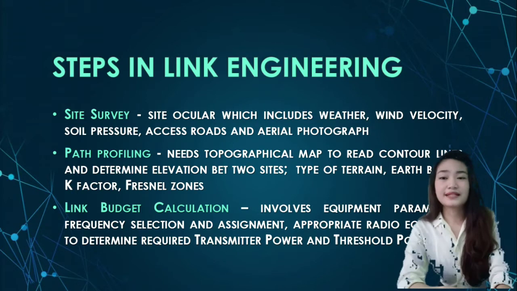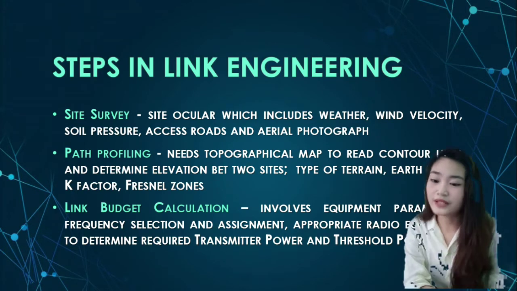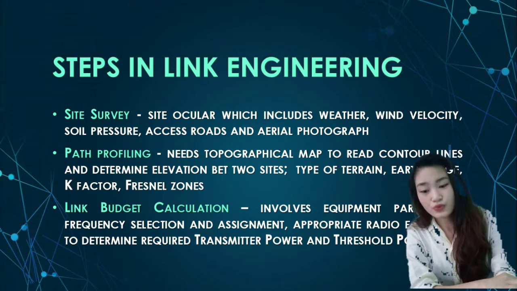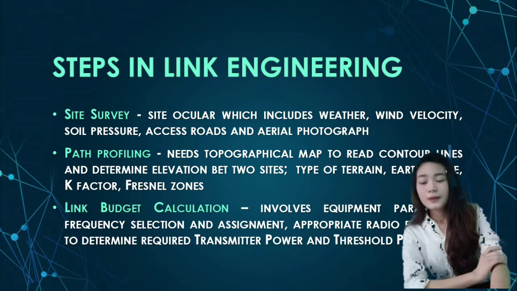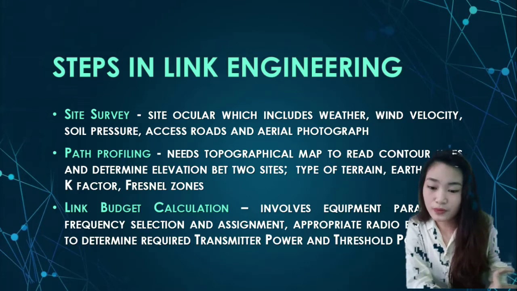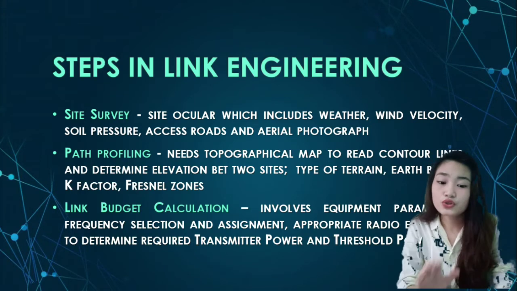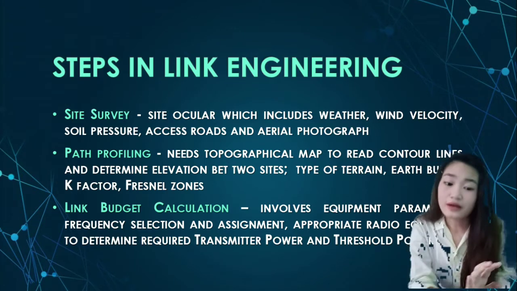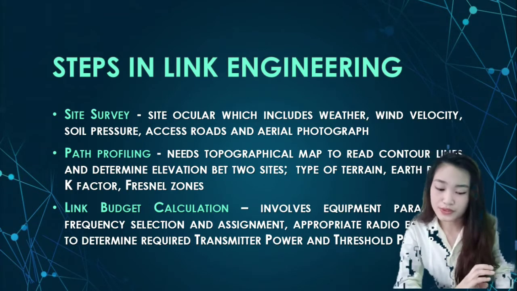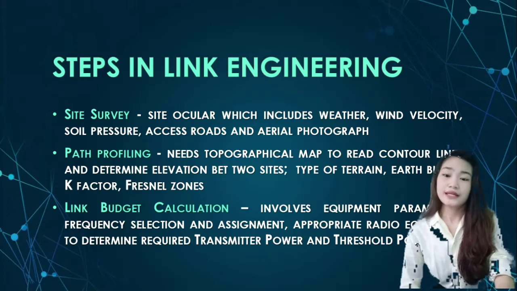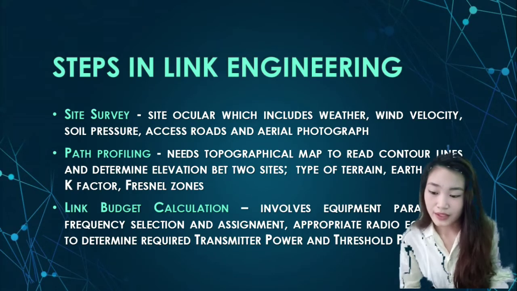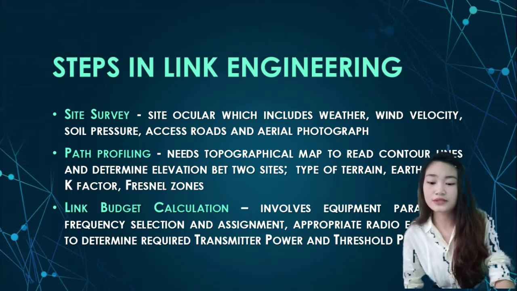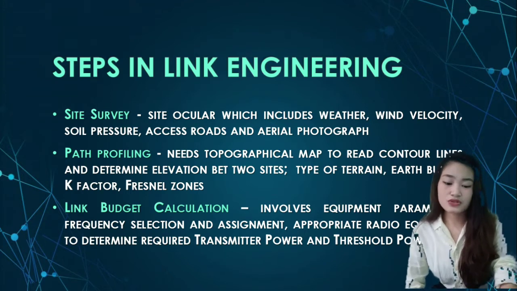What are the steps in link engineering? Site survey. Site ocular, which includes weather, wind velocity, soil pressure, access roads, and aerial photograph. Path profiling. Needs topographical map to read contour lines and determine elevation between two sites. Type of terrain, earth bulge, K-factor, and Fresnel zones. Link budget calculation. It involves equipment parameters, frequency selection, and assignment. Appropriate radio equipment to determine required transmitter power and threshold power.